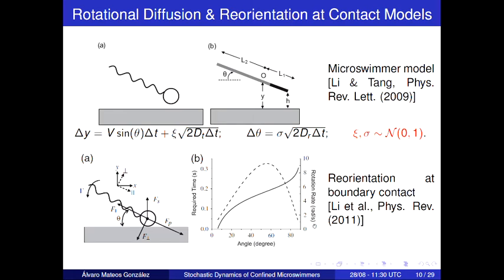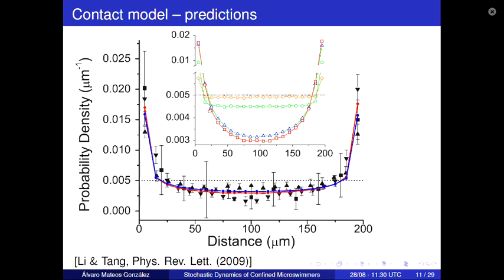So there's a given rotation rate, which is the dotted line here, depending on the angle that the microswimmer forms with the boundary, and the full line represents the time that it's going to take the microswimmer to align with the boundary. Okay, so that's the type of model. It also predicts the distribution of terminal density quite accurately, except, well, these positions.